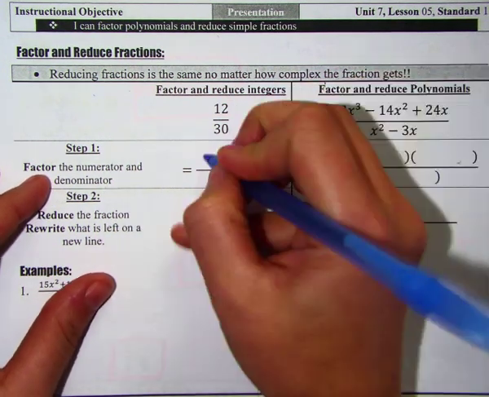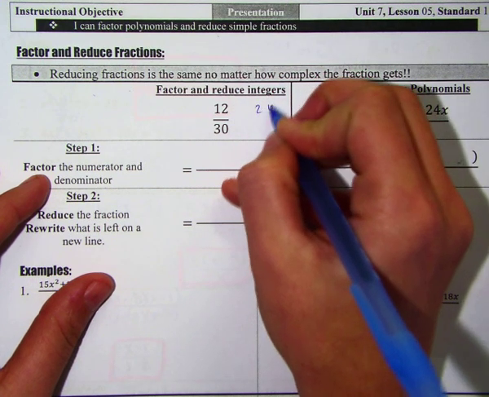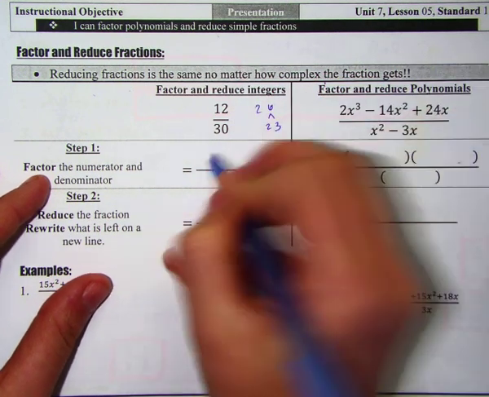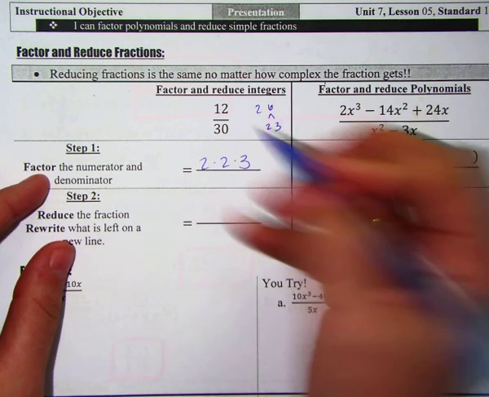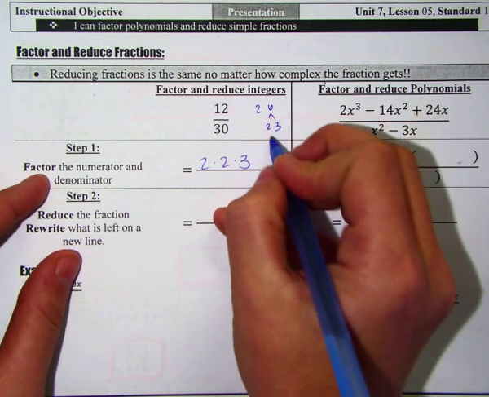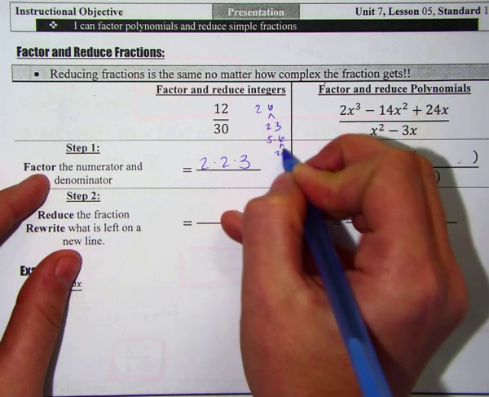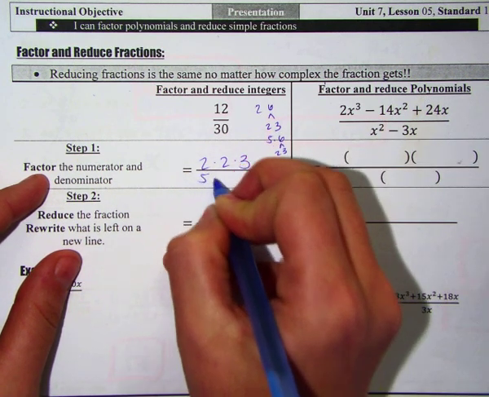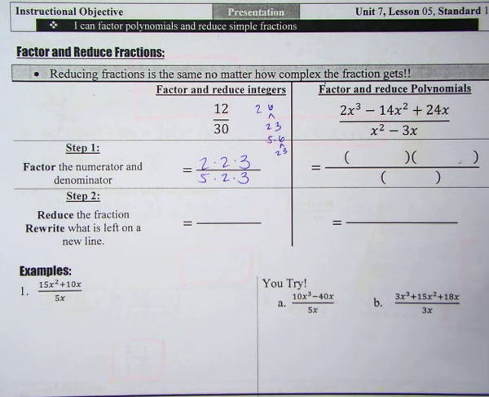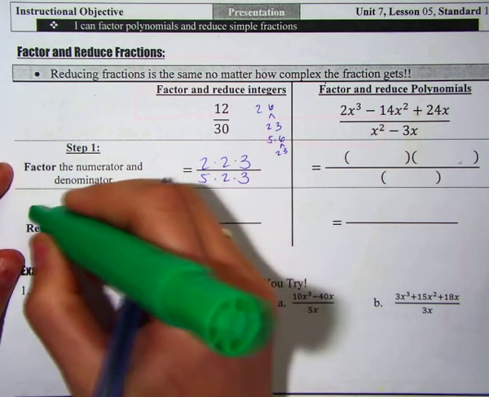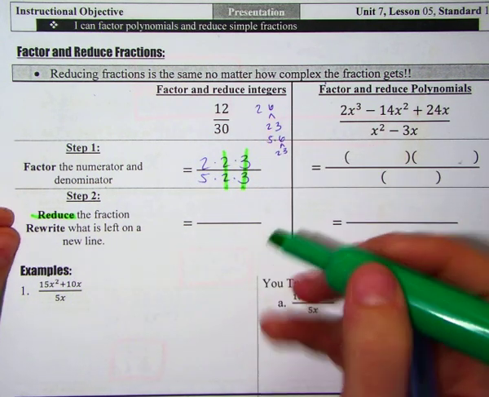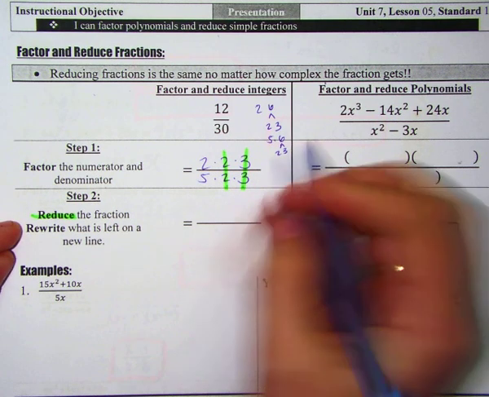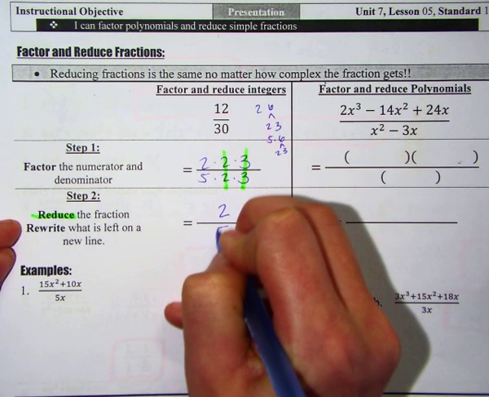So the numerator would be 2 times 6 and then 2 times 3, so 2 times 2 times 3. The denominator is 5 times 6, which is 2 times 3, so 5 times 2 times 3. Step 2 would be to reduce the fraction. Reduce meaning anything over 1 cancels, and then rewrite what's left on its new line. So it'd be 2 over 5.